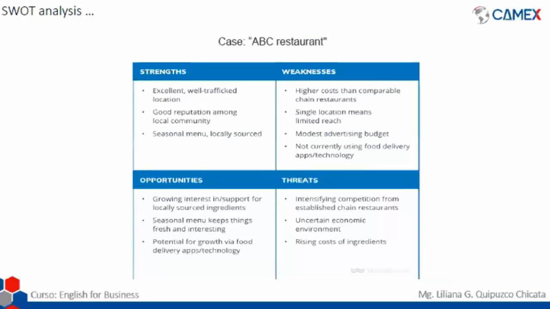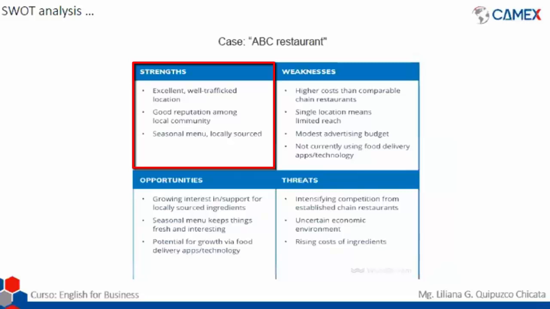Now we're going to see a case, and this case is the ABC restaurant. So we're going to keep with the restaurant scenario. If we're talking about a restaurant, we will have strengths, weaknesses, opportunities, and threats. For example, first, if we have a strength, we can talk about a restaurant having an excellent, well-trafficked location.